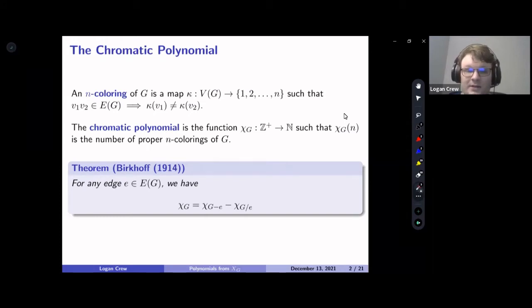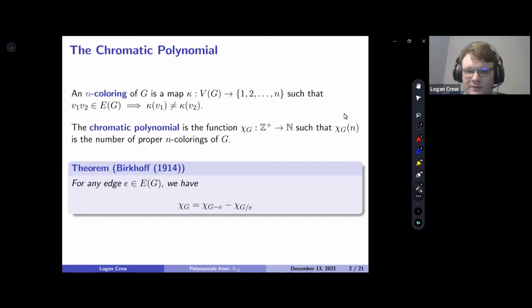The chromatic polynomial then is the unique function from positive integers to non-negative integers, such that chi-G of n is defined as the number of proper n-colorings of G. It's not immediately obvious from the definition that such a function would need to be a polynomial in n, but it is, among other things.